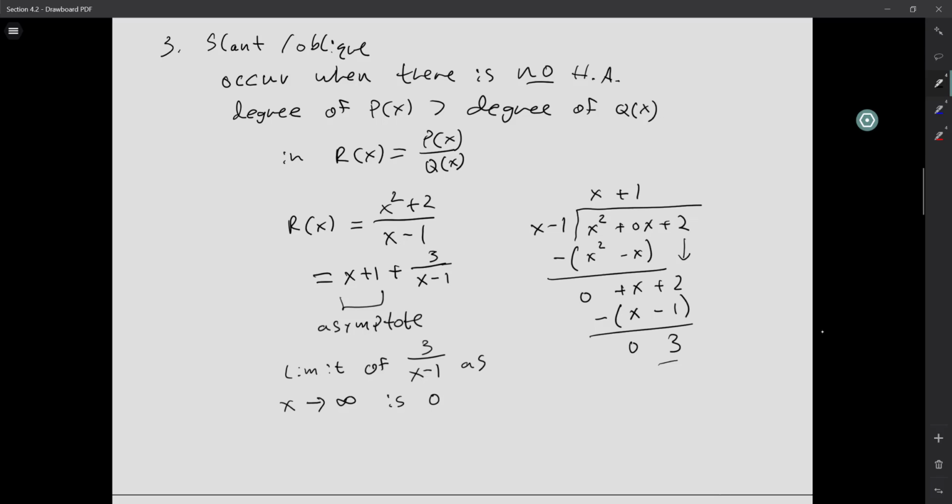That's all we have for our introduction to rational functions for now. Next time, we're going to be looking at the graphs and seeing what the different types of asymptotes are going to look like in terms of the graph.